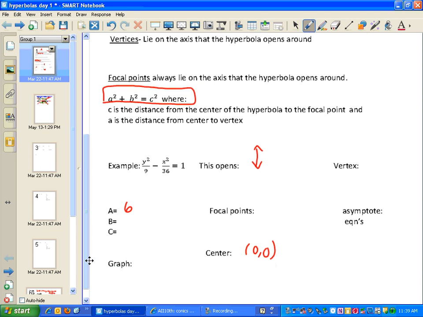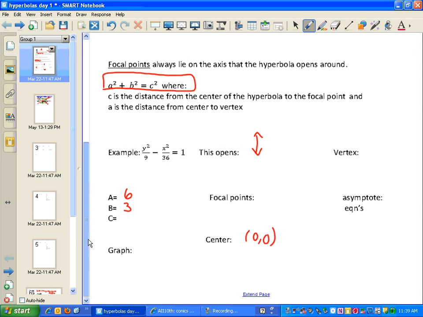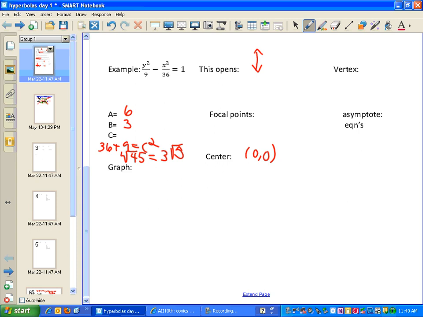Okay. All right, what is my B? 3, right? It's the square root of 9. Yes? You with me? And my C. What's my formula to figure out my C? 36 plus 9 equals C squared, so that's the square root of 45, which is 3 root 5. And for plotting purposes, what is 3 root 5 as a decimal?